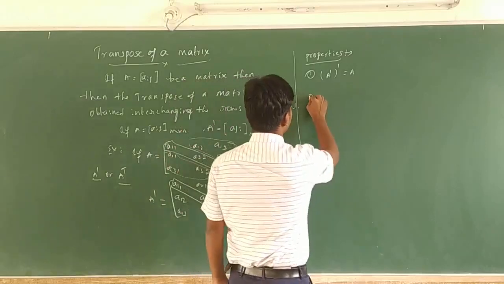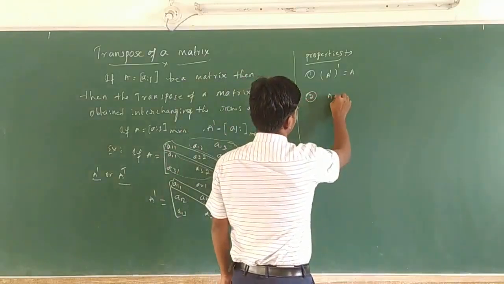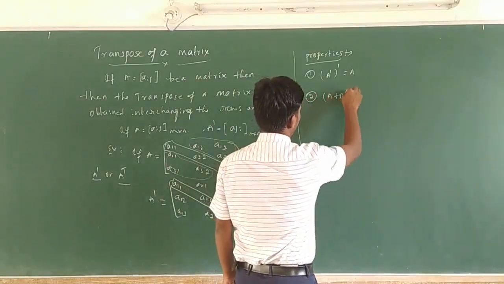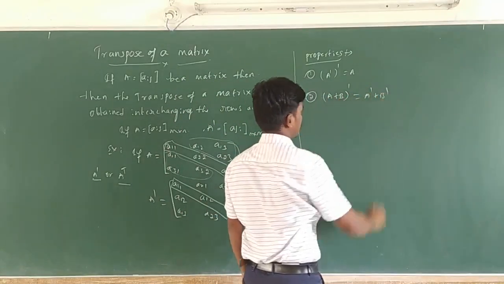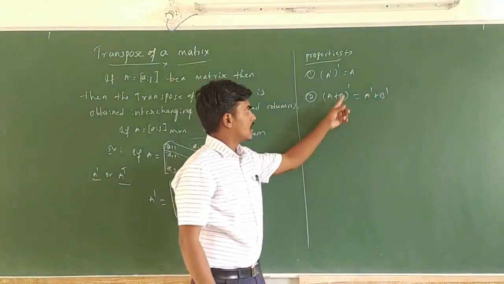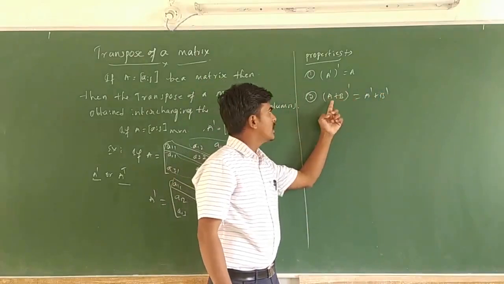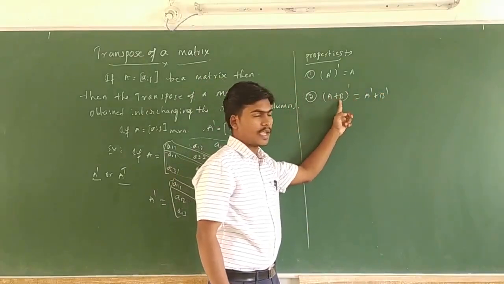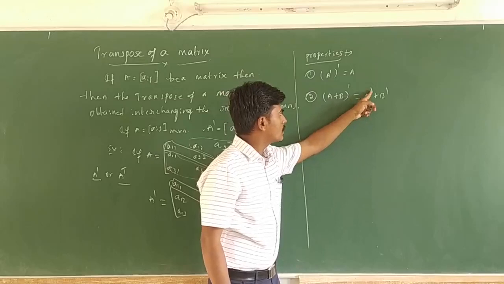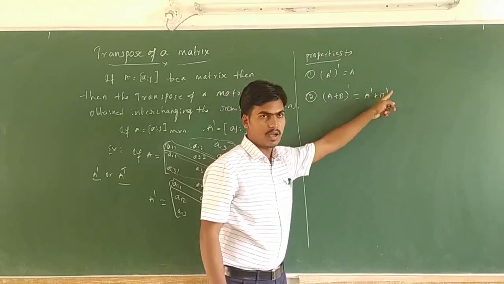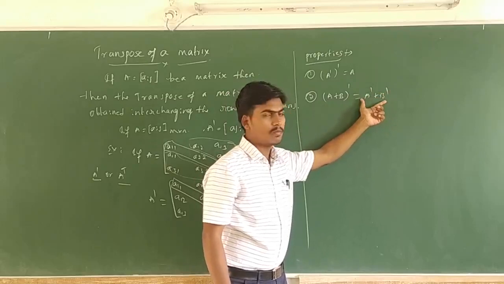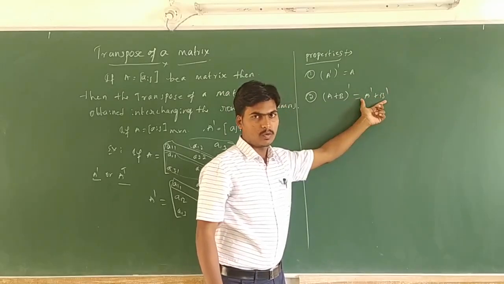Next, the second one. A plus B whole transpose is equal to A transpose plus B transpose. Or the transpose of the addition of these two matrices is equal to the transpose of matrix A plus the transpose of matrix B. Or addition of transpose of two matrices, given two matrices.